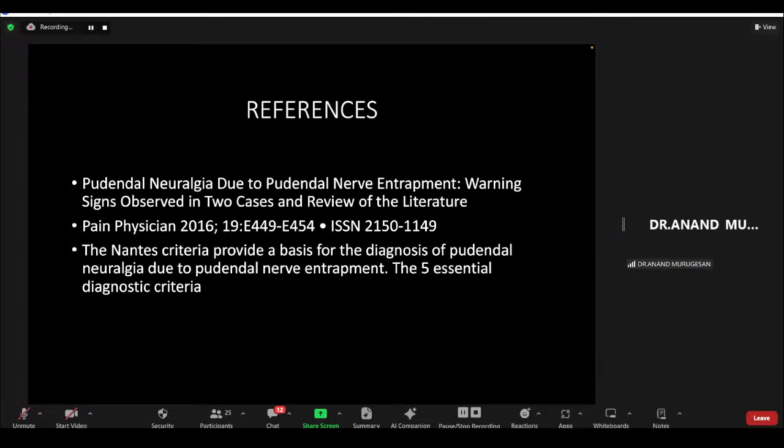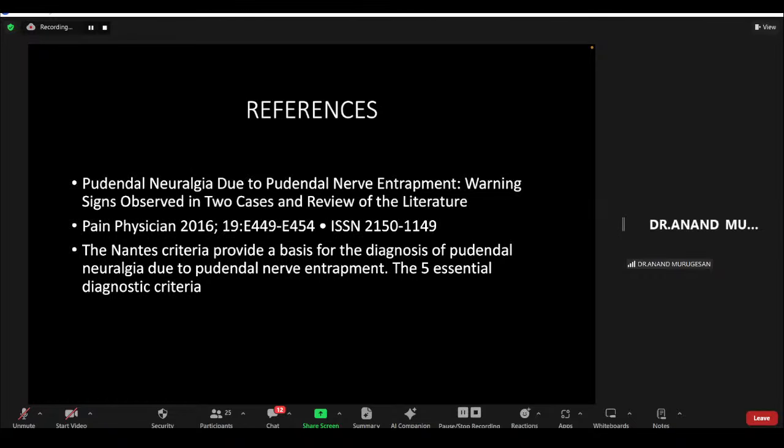It's very simple. The first criterion is that it should follow the distribution of the pudendal nerve, like the perianal and the perineal pain. Second, pain should be reproduced on sitting. As simple as that, because if the pain is in the lying down position, it can't be called nerve entrapment. Only when you sit can the nerve get triggered or stretched between the ligaments where it commonly gets entrapped. So pain on sitting is another criterion to say pudendal nerve entrapment syndrome.